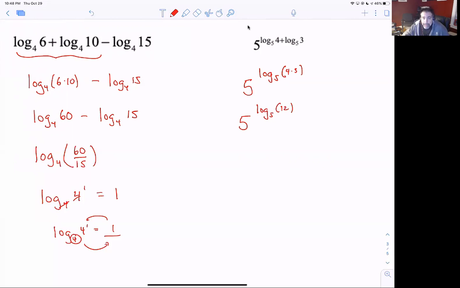And now we're going to make use of the inverse rule of exponentials and logarithms. We've got an exponential base 5 acting directly on log base 5. Those are going to cancel and apply directly. We are going to be left with 12.